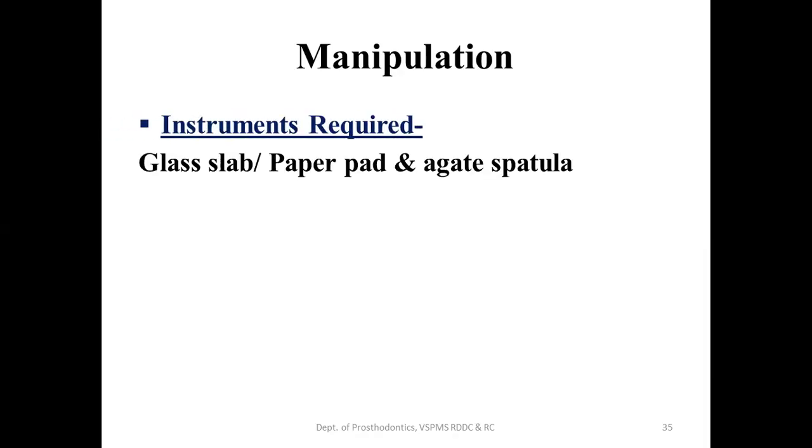Now, how is the manipulation of the cement done? The instrument required is either a glass slab or a paper mixing pad, as there is no release of heat. So you can use the paper mixing pad, and you will have to use either an agate spatula or a plastic cement spatula. The reason is that it contains silica particles, which can abrade a stainless steel spatula and discolor the cement. That's why we cannot use a stainless steel spatula. Either you use an agate spatula, which is not available, so we all use a plastic cement spatula.